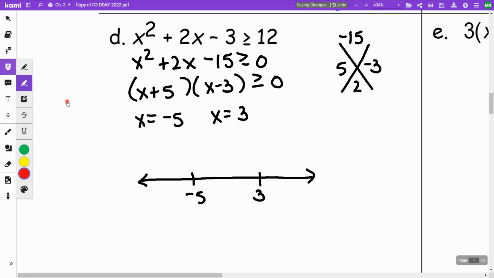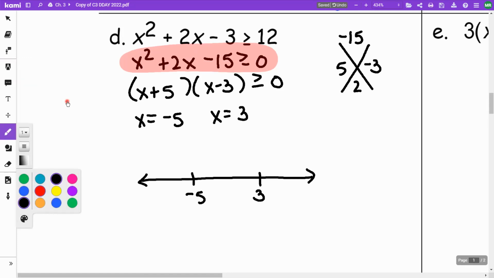And I'm going to be looking here at where I have it greater than or equal to 0. The greater than or equal to part of this is going to tell me that I want this to be solid here and solid here. That's where it equals 0. Now, you can test a value here, here, and here into the inequality and see where it makes it true.